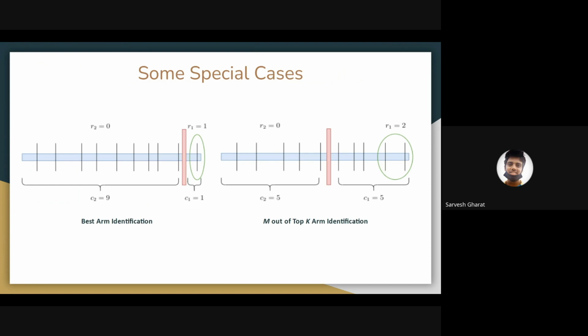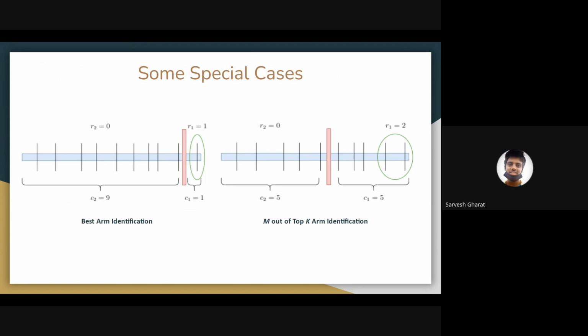And secondly, this also happens to be a generalized formulation covering multiple standard bandit settings. To the left, you can see the standard case of best arm identification. In best arm identification, you just need to identify the best performing arm, and it's widely explored in the bandit literature. So if we want to adapt our problem formulation to the BAI problem, then you just have to consider C1 equal to 1 and C2 equal to n minus 1, and you just need to identify arms from cluster 1.